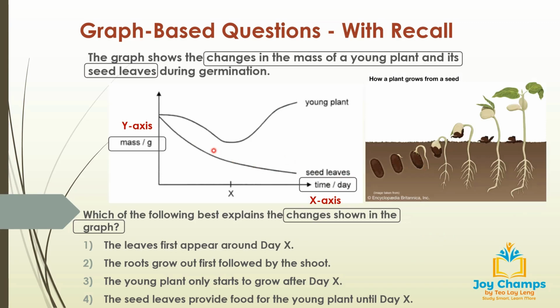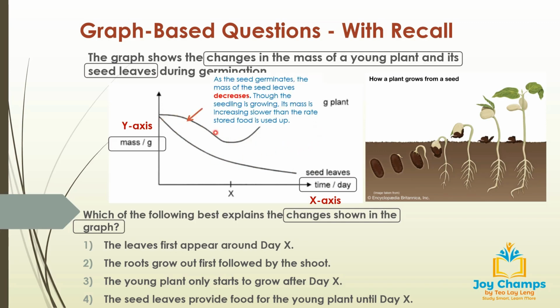Now, let's take a look at the graph closely. Can you see this part? At the initial part, we start at a certain mass, but the mass of the seed leaves has continuously started to decrease during the experiment, while the mass of the young plant drops initially but then increases. So why is this so? Okay, you notice as the seed germinates, the mass of the seed leaf drops because the young plant is using up the food for growth.